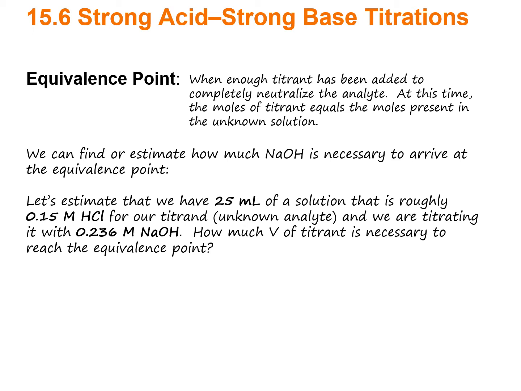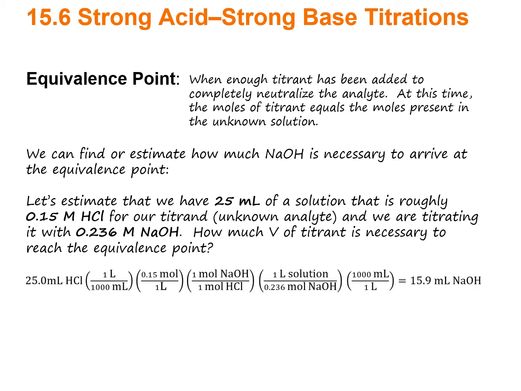So let's just take as an estimate we have 25 milliliters of solution, and we consider it to be roughly 0.15 molar HCl. Usually you might have a sense of where your unknown analyte sits, and so we're titrating with 0.236 molar sodium hydroxide, and the question is how much volume of titrant is going to be necessary to reach the equivalence point. And so this is just a bit of stoichiometry, or just unit conversions rather.